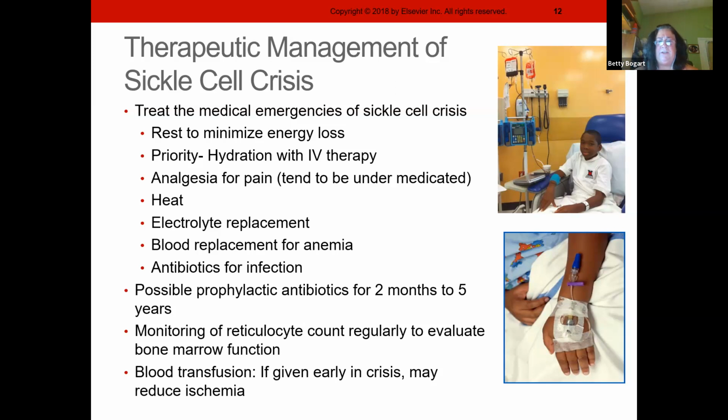We do watch the retic counts. And as I said, blood transfusions are given because we know that there's no oxygen going around and we need to feed those organs. We need to give that oxygen there. And again, do we put oxygen on these children? Does it work? Do we have cells?